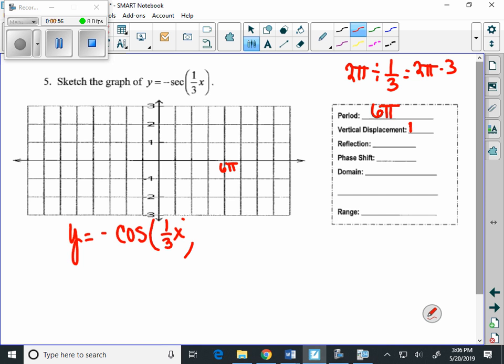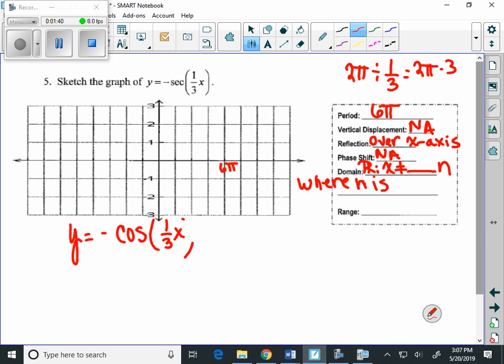Vertical displacement. We did not move the graph up or down. But we do have a reflection. We have a reflection over the x-axis because of that negative in front of the function. We do not have a phase shift. But in terms of our domain, remember it's going to be for all reals such that x doesn't equal something times n, where n is, and we need to decide if it's just an integer or if it's an odd integer. And then we're going to have our range as well.